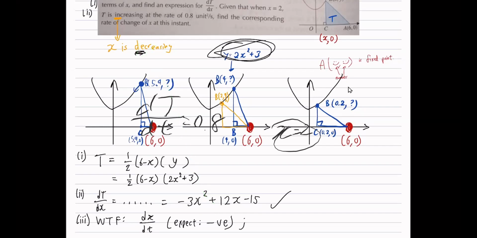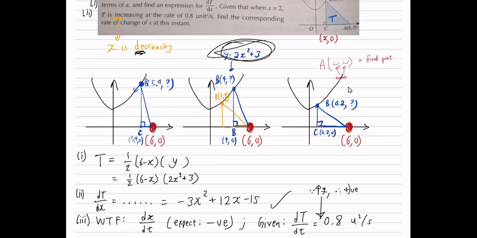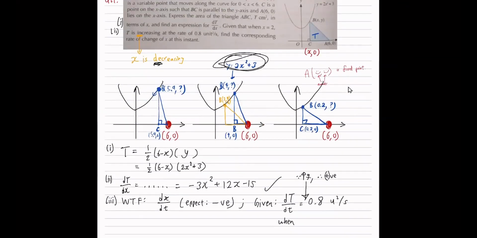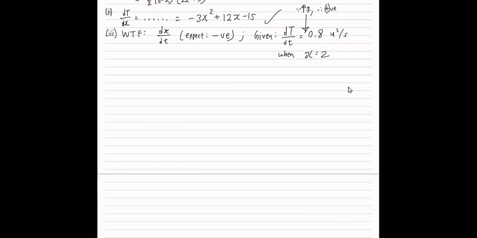What else is given? Given dT over dt. D big T over d small t. Small t is always time. So 0.8. This one positive or negative? This one positive, because increasing, therefore positive. When x equals 2. Okay, then we can carry on.